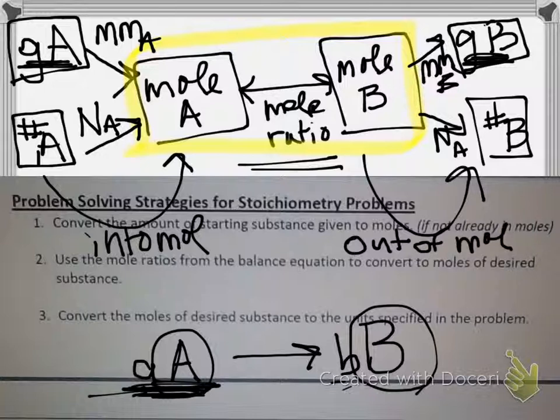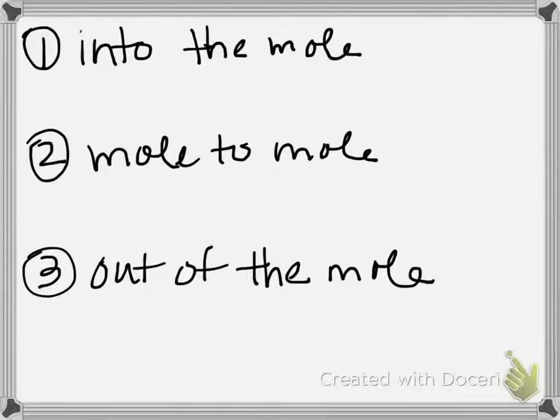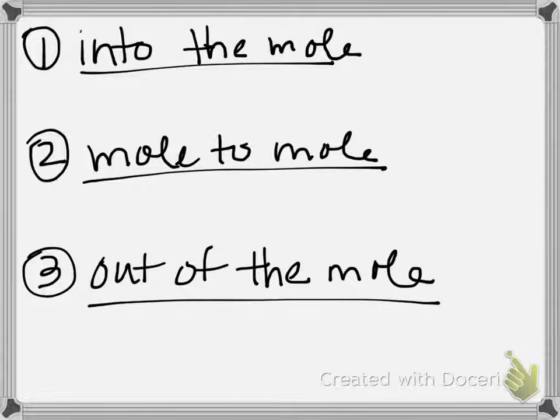So we have a really easy way of remembering how to solve a more complex stoichiometry problem. The chemist always says, in order to solve a stoichiometry problem, you always have your given reagent and the reagent you need to find. You're going to convert into the mole, then do a mole to mole, and then convert out of the mole. I'll write that down for you. All right, so it's into the mole, then a mole to mole, then out of the mole.